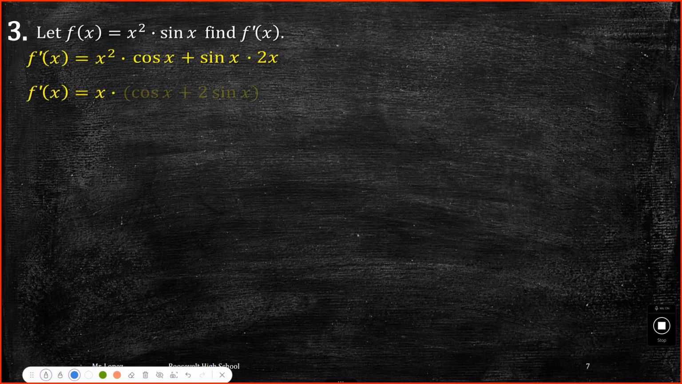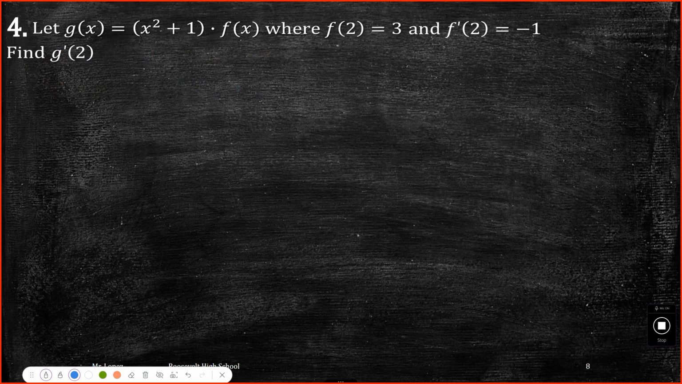Don't worry too much about simplifying right now. All right, let's go to number 4. Let g of x equal to that, where f of 2 equals 3 and f prime of 2 equals -1. Find g prime of 2.